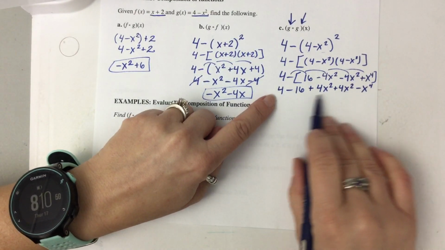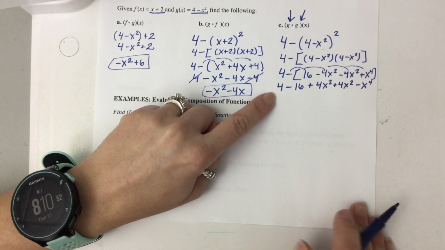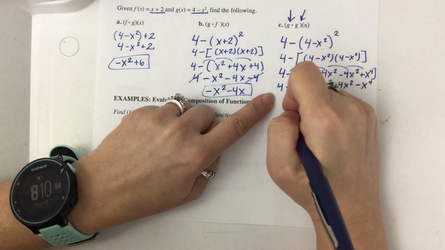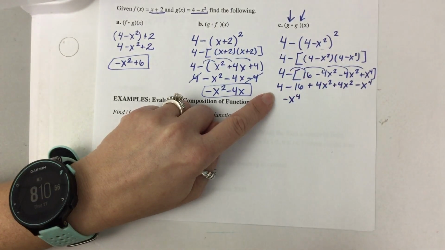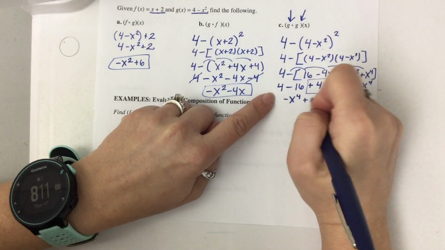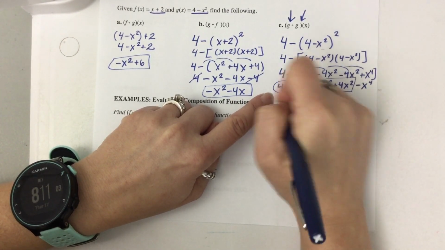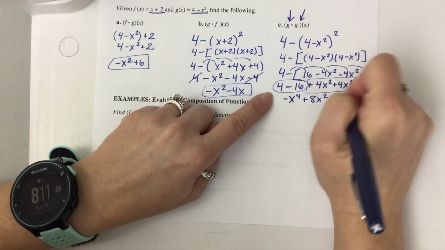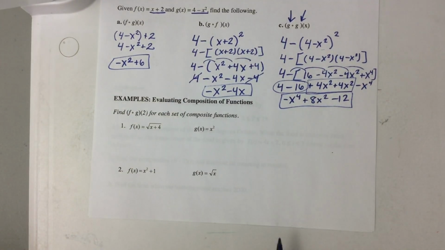Now what I need to do, guys, is go ahead and combine like terms, put it in standard form. The highest exponent is a 4, so it's negative x to the power of 4. 4x squared plus 4x squared makes 8x squared. 4 minus 16 is negative 12. There is your new function.